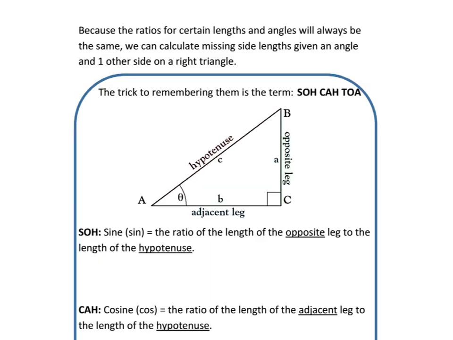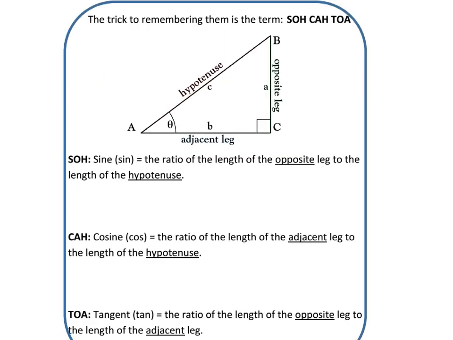Because the ratios for certain lengths and angles will always be the same, we can calculate missing side lengths given an angle and one other side on a right triangle. The trick to remembering them is the term SOHCAHTOA. That's going to be super important that we remember that. When doing these problems, always figure out which angle you're using. So we have theta right here, and then opposite of theta, you go straight across, opposite of it is the opposite leg. And then look for the 90 degree. Here's the 90 degree, which means the hypotenuse is across from that. And then whatever you have left over is the adjacent leg, which is right next to theta.